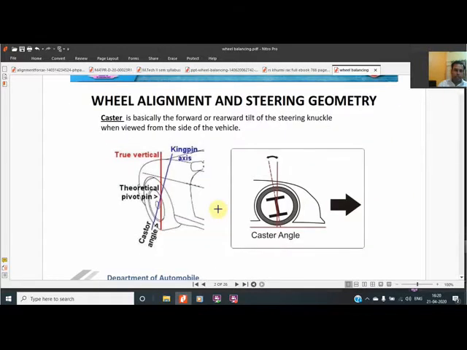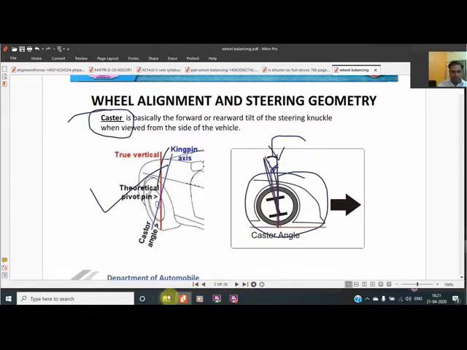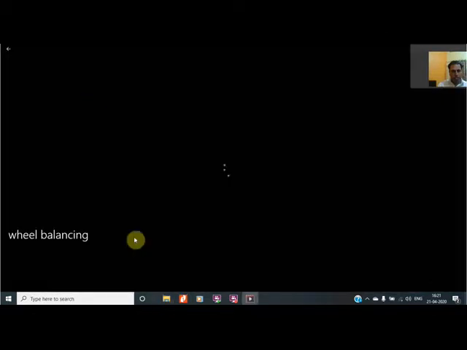For wheel alignment, we should know what angles are there in the steering geometry. Starting with the first angle, that is the caster angle. The caster angle is the angle the kingpin axis makes with the vertical. It is seen from the side, either from the left side or right side. When we see the vehicle, the vertical axis is this, and the steering axis, the kingpin axis, is this, and the included angle is called the caster angle. This can be shown to you by a video also, which I have downloaded.